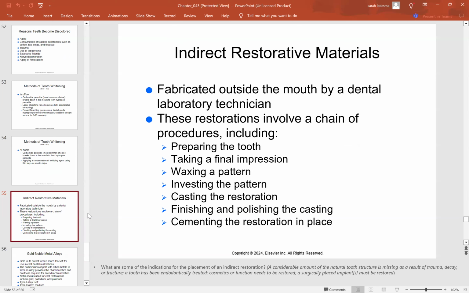Indirect restorative materials are fabricated outside of the mouth by a dental laboratory technician. These restorations involve a chain of procedures. We would prepare the tooth and take a final impression. That impression then would be waxed and invested. A cast would be made, then finished and polished, and then we would, in the office, cement the restoration on the prepared tooth.